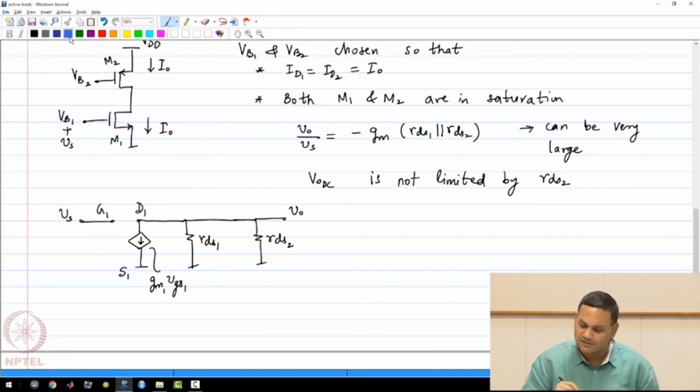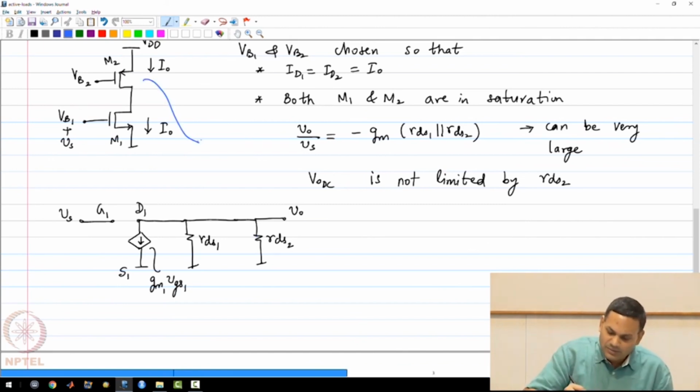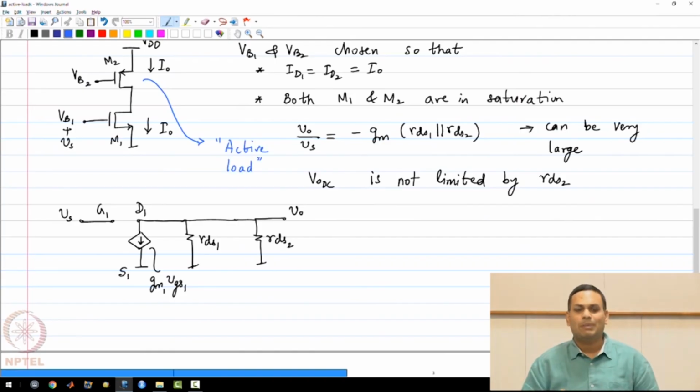Before we proceed further with this circuit, I just want to point out that this particular style of using a PMOS transistor to get more gain, you call this particular PMOS transistor by a specific name. This PMOS transistor is called an active load. So instead of using a passive resistor, the PMOS transistor actually has small signal gain. So from a small signal point of view, it is active, and this way of using the circuit is called an active load.